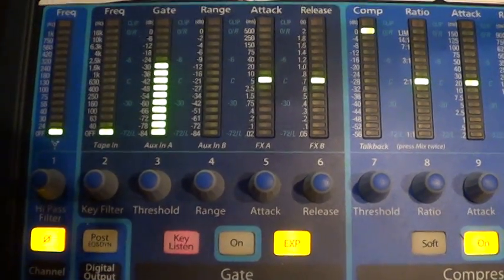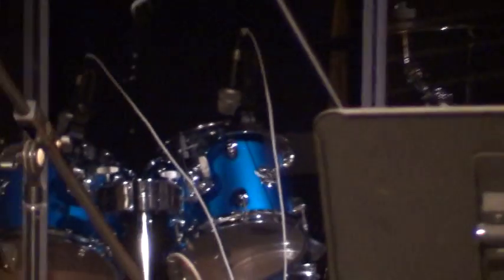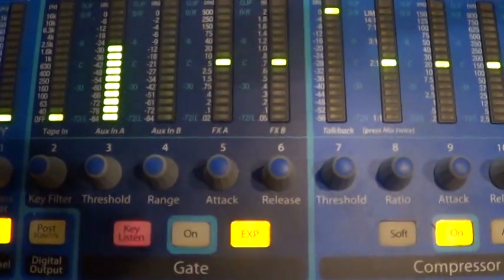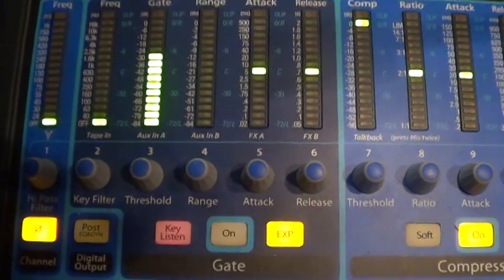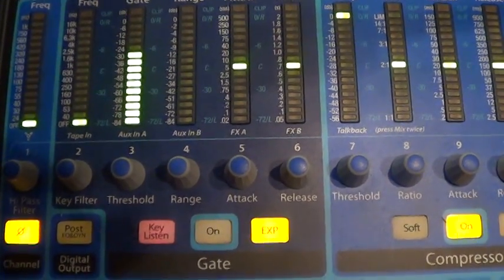maybe like the drums, for instance, how there's so many mics up there, and you probably don't want the tom mic. That's a tom right there. You might not want that microphone to pick up what comes through the cymbals, because you want to be able to control them individually. So this will allow you to do that by basically turning off the mic when the signal coming through the microphone is not loud enough.